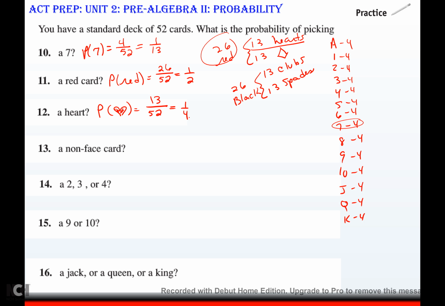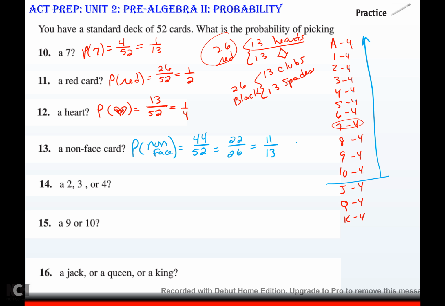The probability of a non-face card. Okay, a non-face card would be all of these. So there's 1, 2, 3, 4, 5, 6, 7, 8, 9, 10, 11 fours. Ooh. 11 fours would be 44 out of 52. Reduce that down. By 2 is 22 over 26, by 2 again is 11 over 13.